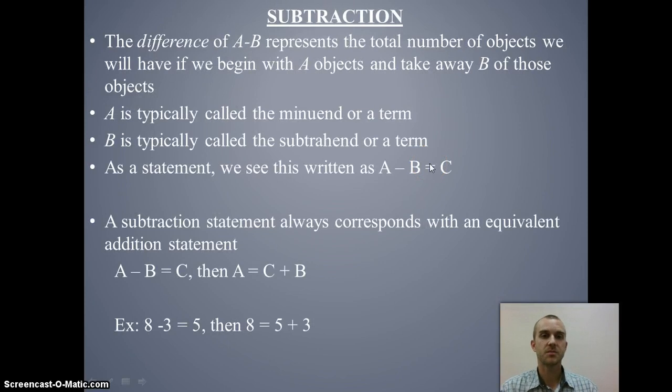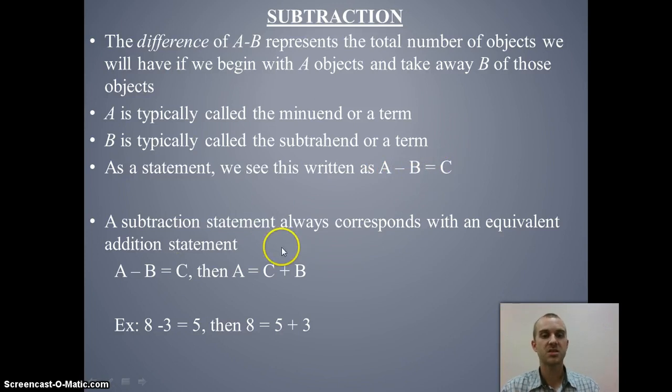In subtraction, the difference of A minus B represents the total number of objects we will have if we begin with A objects and take away B of those. A we often call the minuend, and B is called the subtrahend. You can also use the generic terms as well. As a statement, you'll see the minuend minus the subtrahend equals the difference.